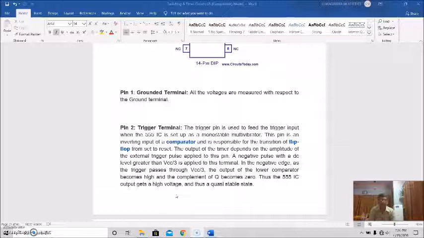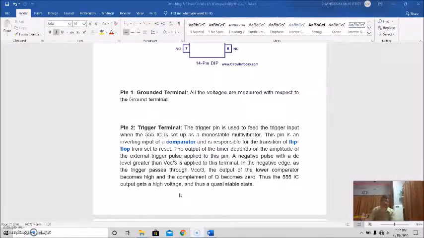This is a trigger terminal, as I told you. A negative pulse with a DC level greater than 1/3 of the supply voltage VCC is applied to this terminal. In the negative phase, as the trigger passes through VCC/3, the output of the lower comparator becomes high and the complement of Q becomes 0. Thus the 555 IC output gets a high voltage and thus a quasi-stable state.